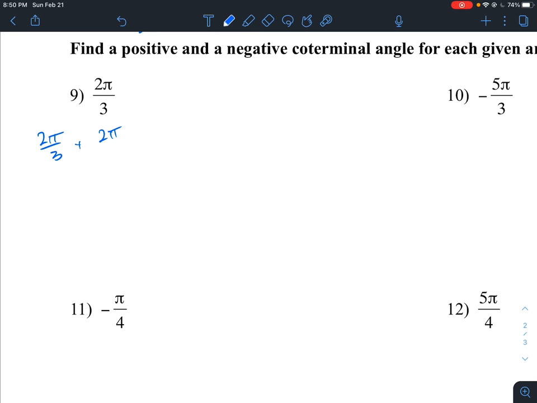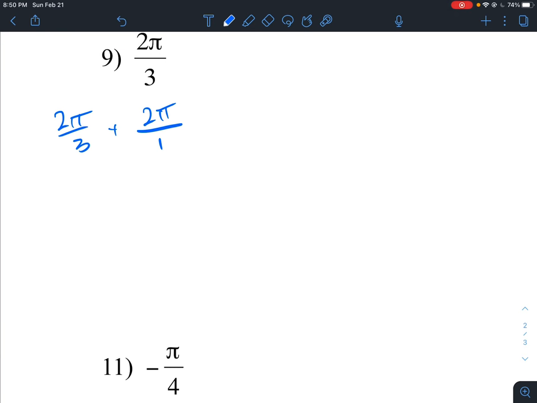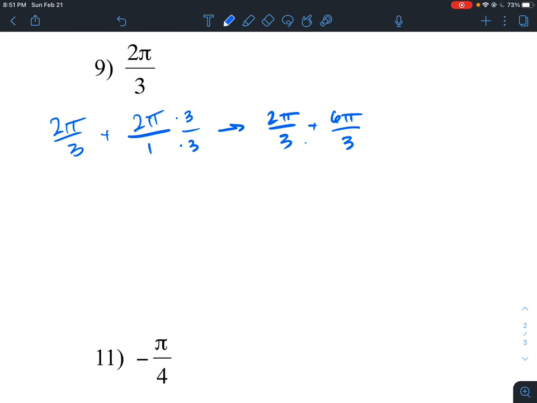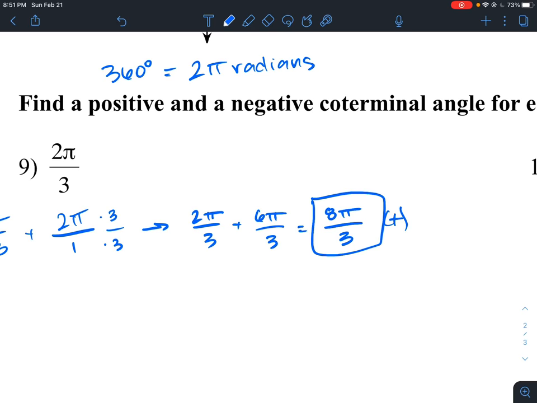Now, if I'm going to add these together, they have to have a common denominator. So this 2 pi is over 1. Now, if I want to get a common denominator, I'm going to multiply this denominator by 3. But if I multiply the denominator by 3, I have to multiply the numerator by 3, because 3 over 3 is 1. Thus, we're not changing the value of this expression. So in any case, this becomes 2 pi over 3 plus 6 pi over 3. Now that they have a common denominator, I don't add the denominators, I add the numerators. So 2 pi and 6 pi, that's equivalent to 8 pi divided by 3. So here is a positive coterminal angle.